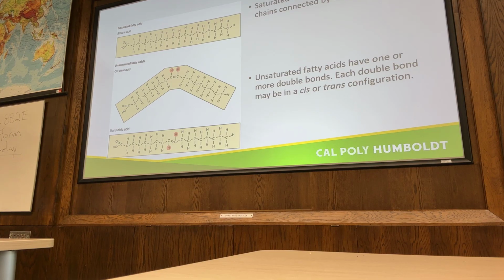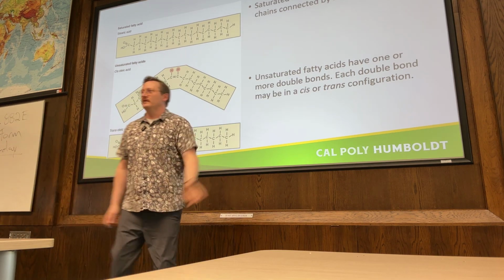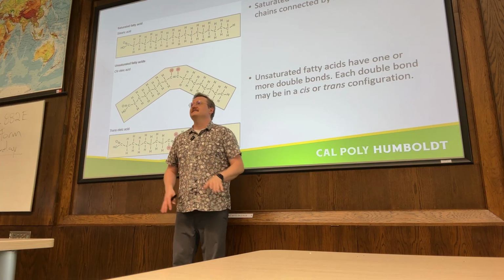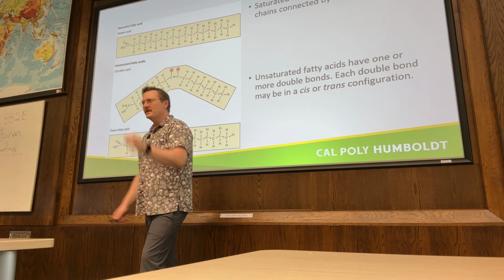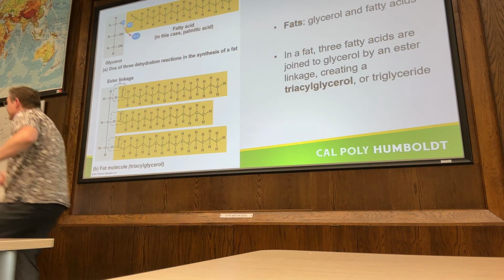So saturated fat is like butter. It's solid at room temperature because the molecules can pack more tightly, more easily. A cis unsaturated fat would be like an olive oil, and in that olive oil, the molecules can't pack as tightly, so it stays liquid. Cool? Very good.